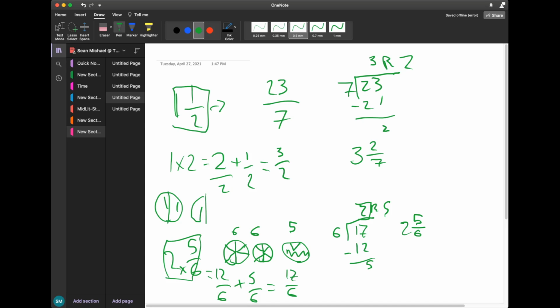Okay guys, that's the main thing that we need to figure out today. So remember, when you're going from mixed number to improper, you're multiplying. When you're going from an improper fraction to a mixed number, you are dividing.